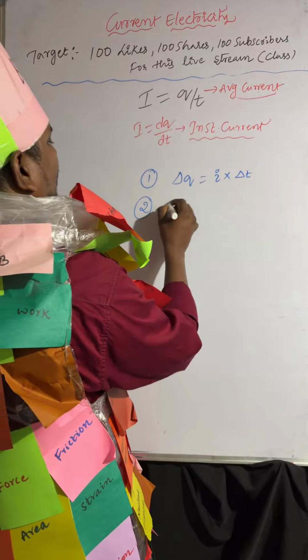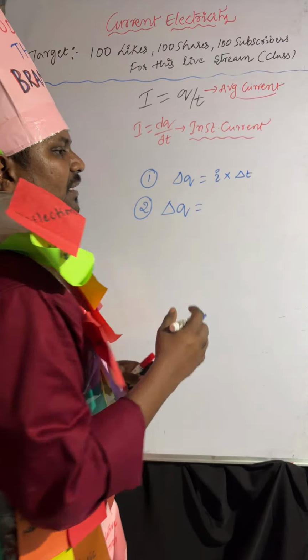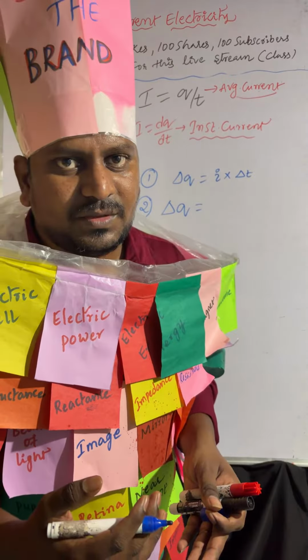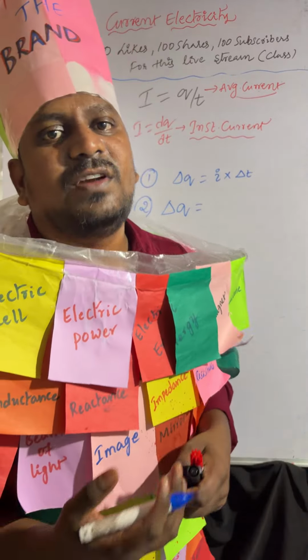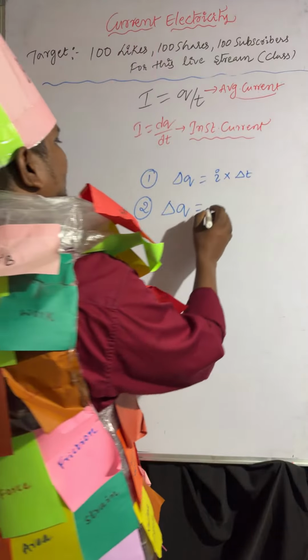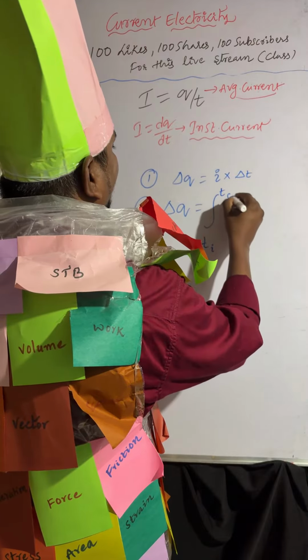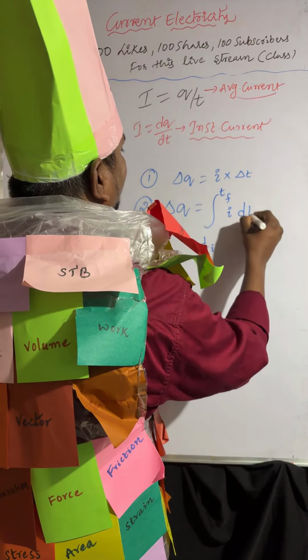Now, if the current is a function of time, the flow of charge can be obtained as the integral from T initial to T final of I into dt.